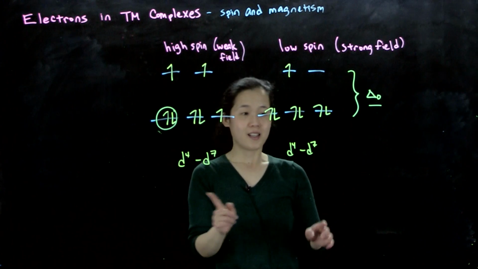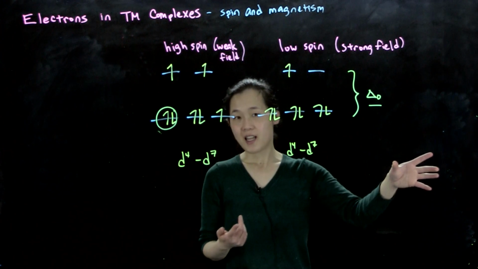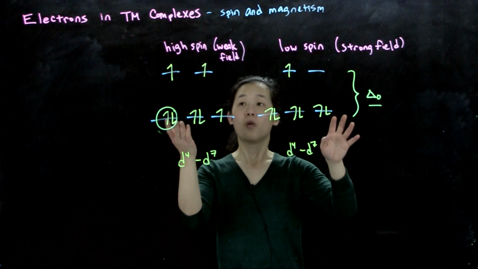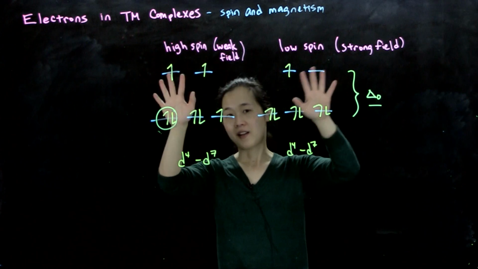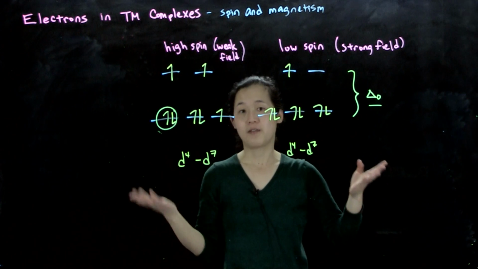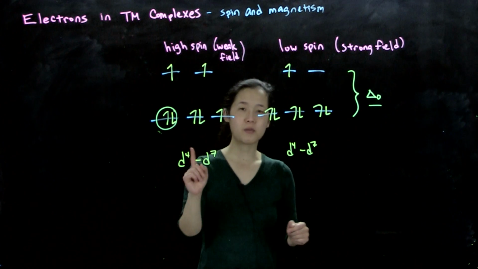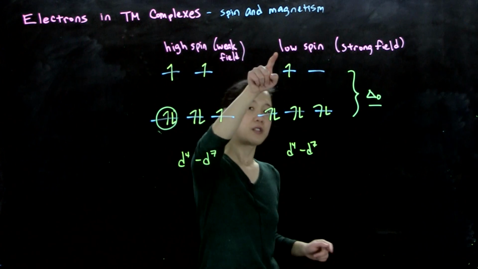Oh, and I also forgot to mention, the reason I didn't mention D8 through D10 is because in the octahedral field, once you get to D8, they're identical. There's no high spin or low spin. You only have one option of electron filling. Okay, but let's talk a little bit more about high spin versus low spin.